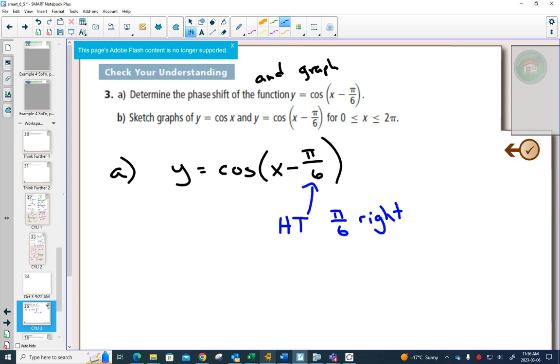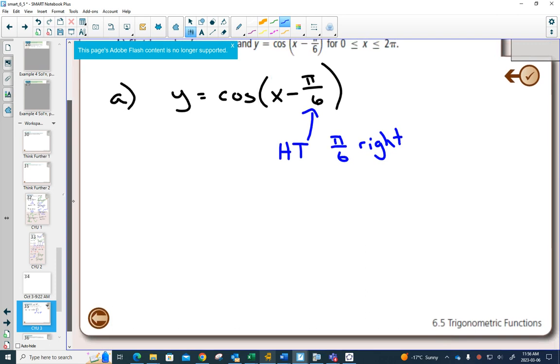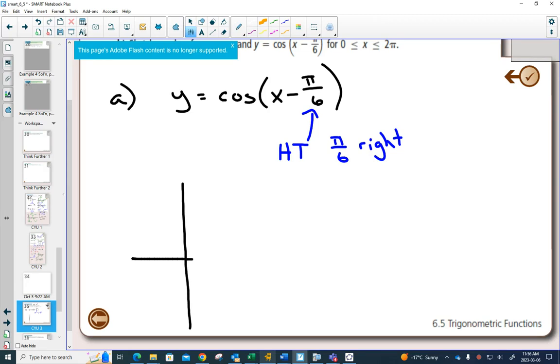So for graphing horizontal translations, we're going to graph the graph of cos first. Cos has an amplitude of 1, so we'll go maximum of 1, minimum of negative 1. The period is 2 pi, so we're going to mark 2 pi and divide it into 4 equal sections.